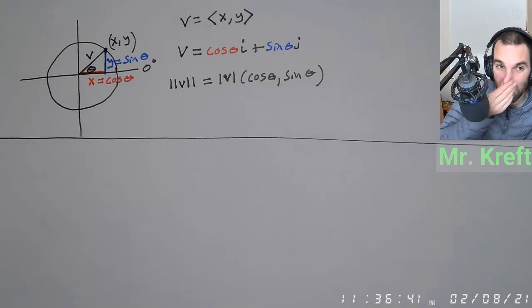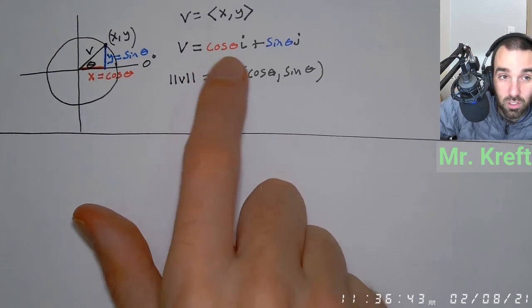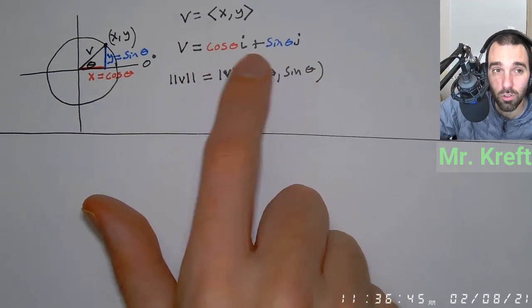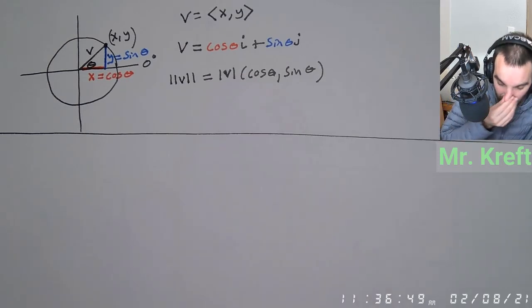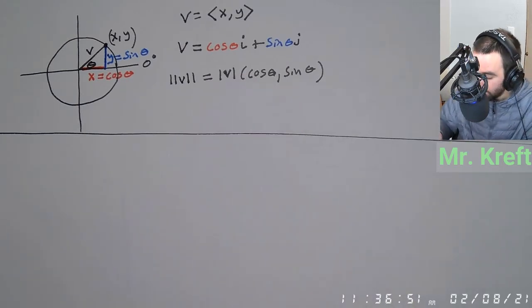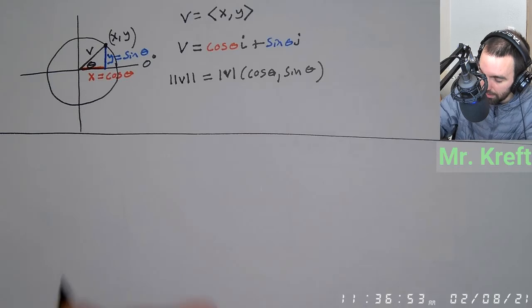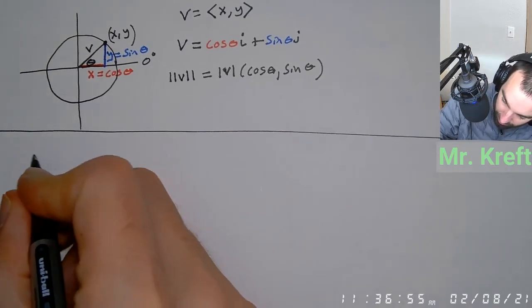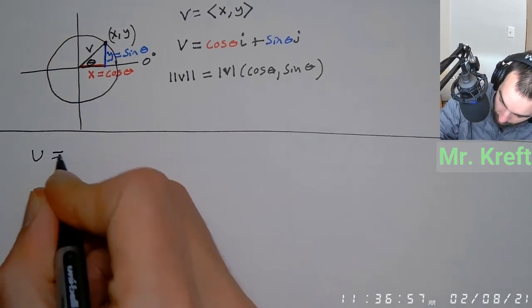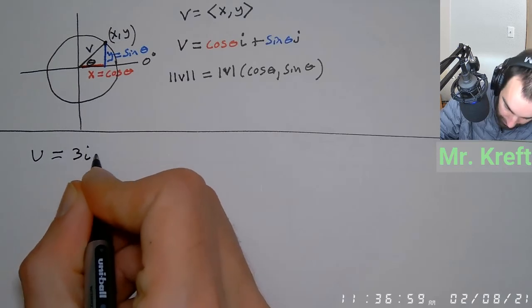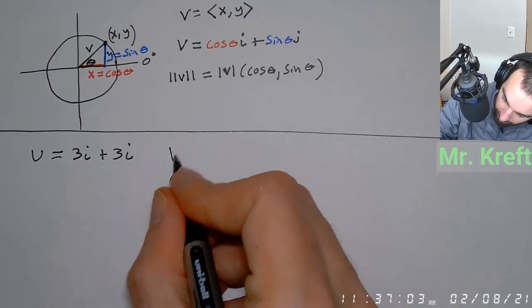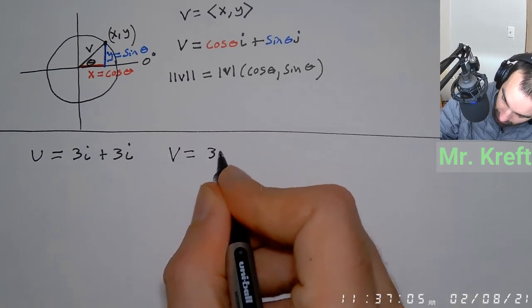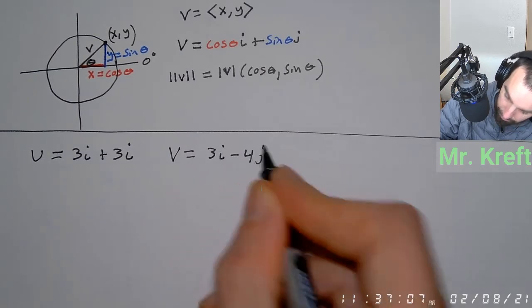Yeah, okay. All right. So that's what's going on here, because if we do it this way, using trigonometry, which is the superior way, we can just multiply it by that and do that. Okay? So next up, I'm going to give you guys 2 vectors. Let's say u equals 3i plus 3j, and v equals 3i minus 4j.